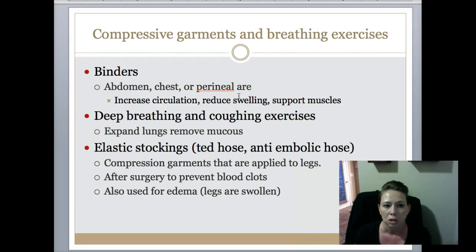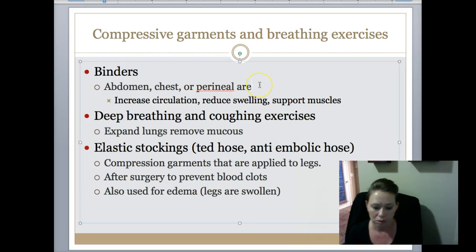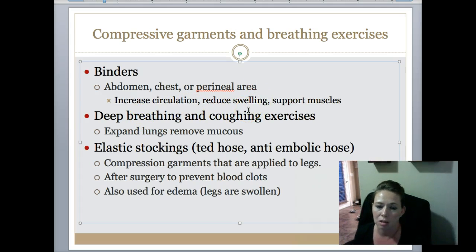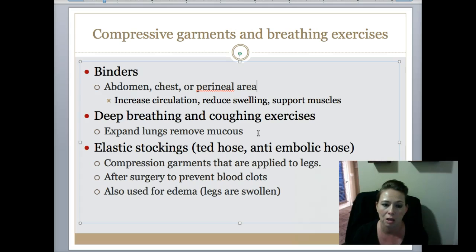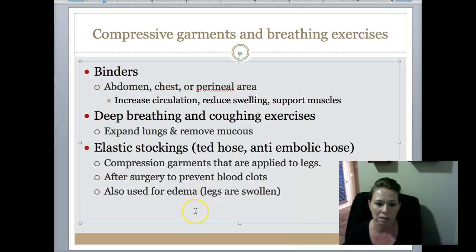The next submodule is your compressive garments and breathing exercise module. It's going to go over your binders, which is abdominal, chest, and peri area binders. Remember, a binder just increases the circulation, reduces swelling, can support the muscles. They're also going to go over deep breathing and coughing exercises, which is great because it expands the lungs and helps remove mucus.